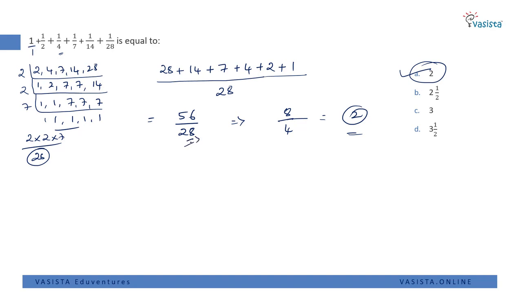Here you can simply check it out: 28 2s are 56. Directly you can divide, or otherwise you can divide by 2 or divide by 4 or divide by 7. So you are going to get this. So option A is the right one.